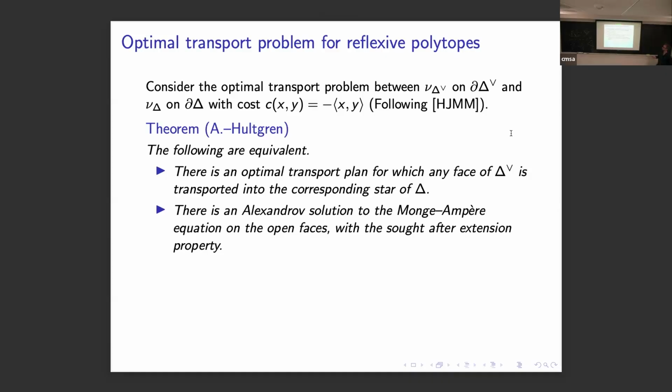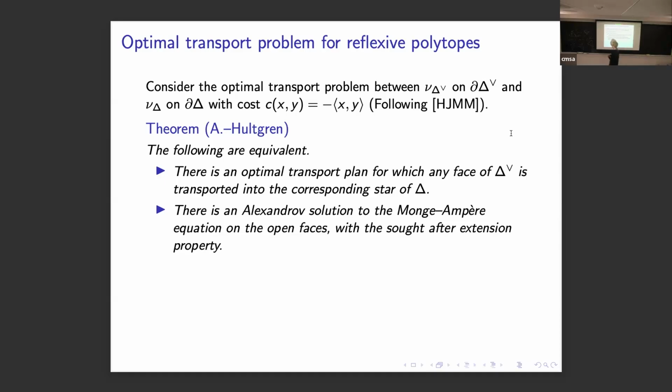This is our Chalmers solution to the pair equation. It's enough to have it on the open faces, and then we want this extension property. So this is possible through this optimal transport problem, precisely if you know that the optimal transport plan takes, it should say facet, any facet should be transported into the corresponding star.